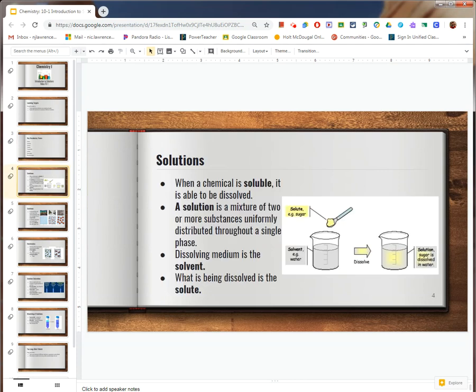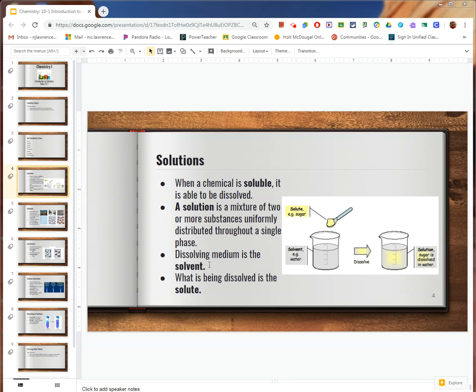So as we jump right in, we see here that solutions are when we mix two things together. For example, if you have a chemical that is soluble, it means it will dissolve in a solution or in a solvent, and they will get mixed together. And if they mix together uniformly, we have what's called a solution or a true solution. So typically think of a homogeneous solution is what we're talking about here.